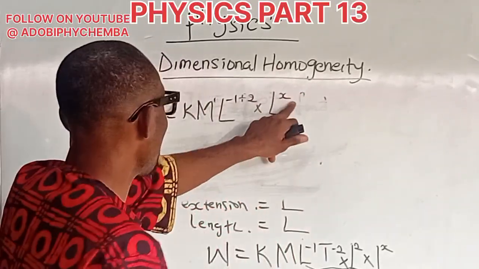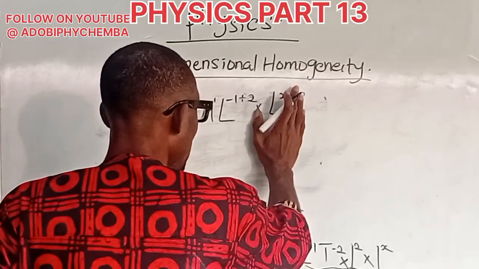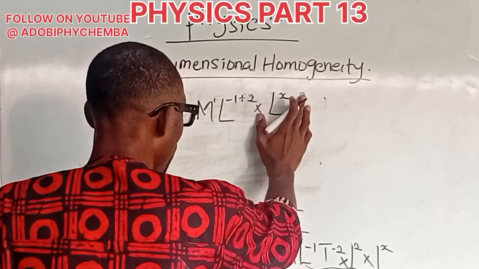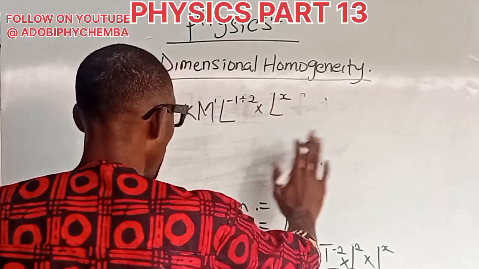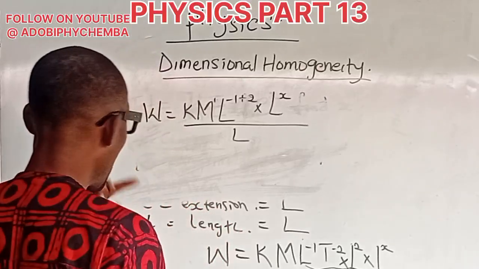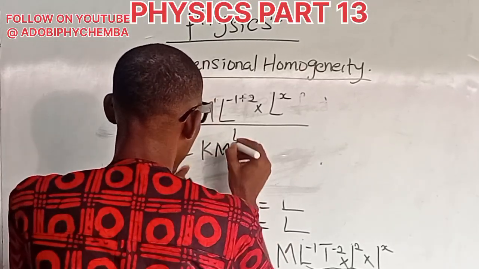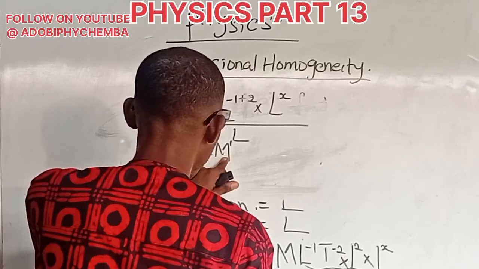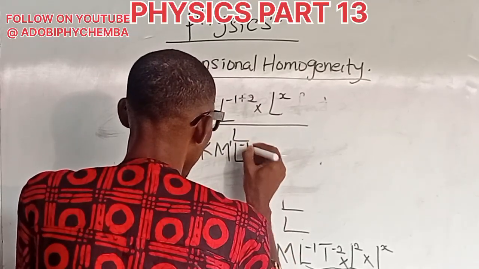Why didn't we add the X there? Because there is no need. This X is standing on its own. It's not like we're looking for it to be added; it's an unknown variable, so that's why we're leaving it that way. All over this L. But look at what will happen now. What will happen is K, M raised to power 1. Are you with me now? Then you have L, minus 1 plus 2.